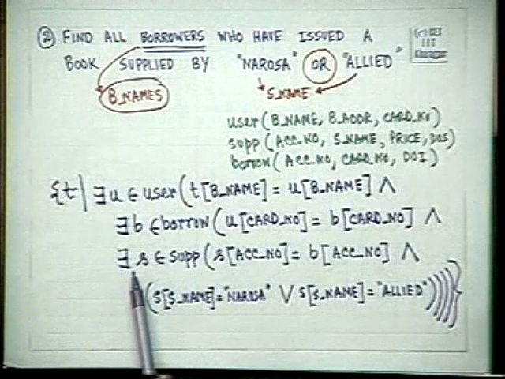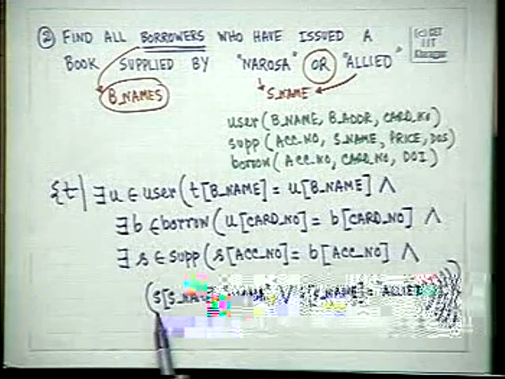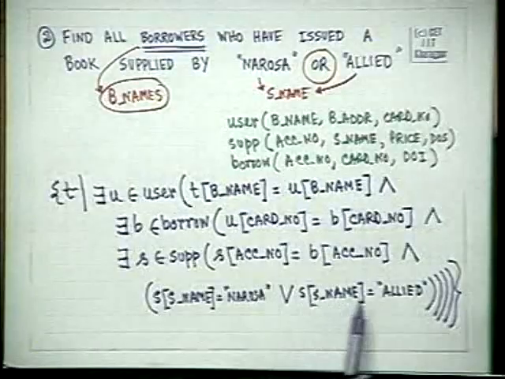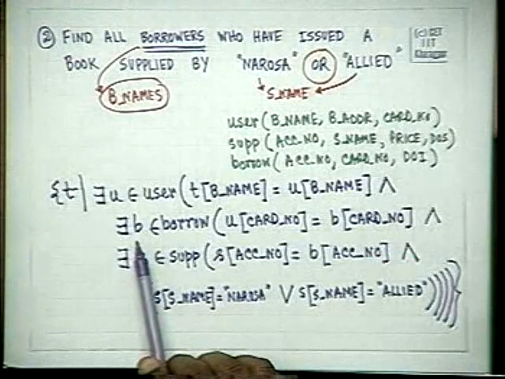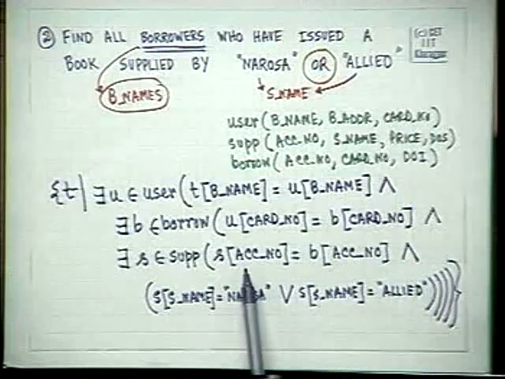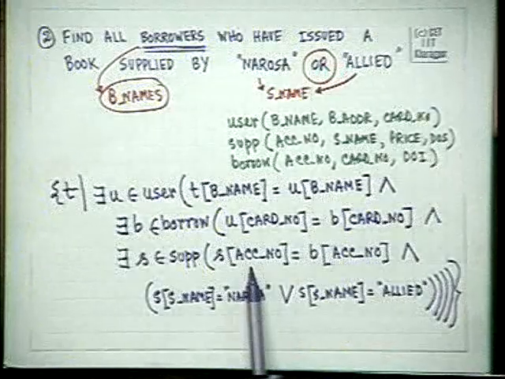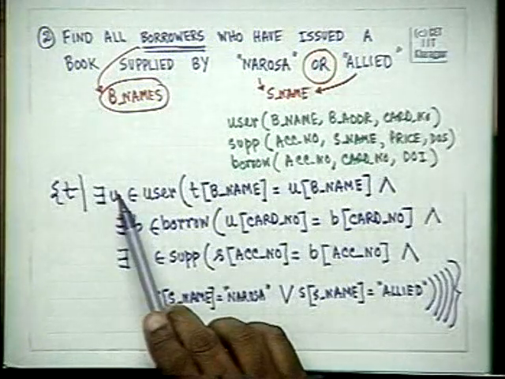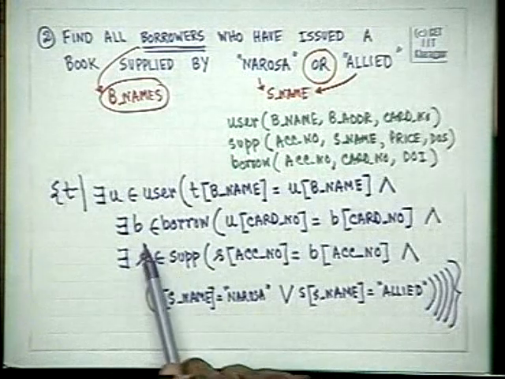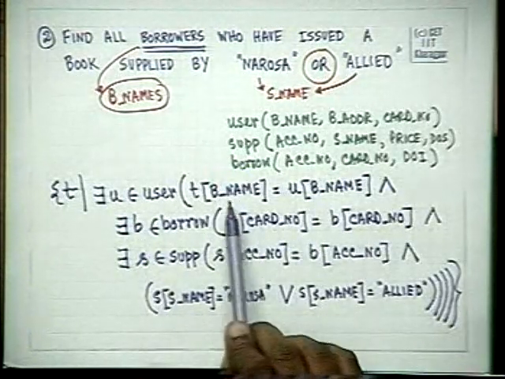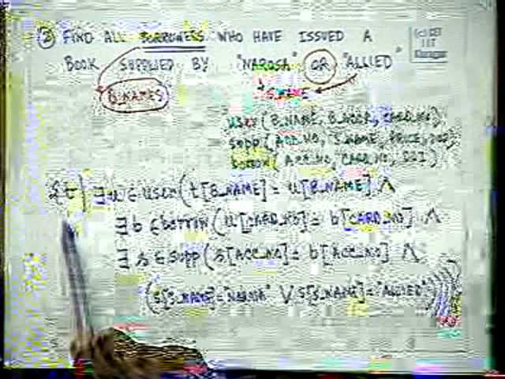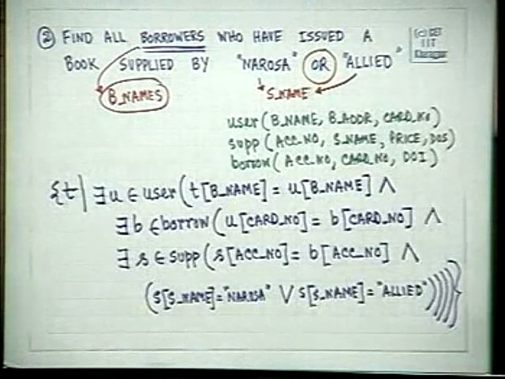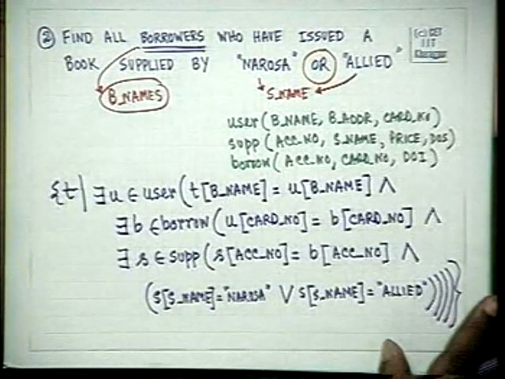We could have found out whether there exists a supplier who has got supplier name Narosa or supplier name allied, for which there must exist something in borrow such that the accession number of borrow will be equal to accession number of this supplier, and there must exist a user whose card number will be same as the card number in the borrow relation, and the name of the user must be same as the name of the person mentioned in the required answer relation. So I hope that this way we will be able to get the required query.